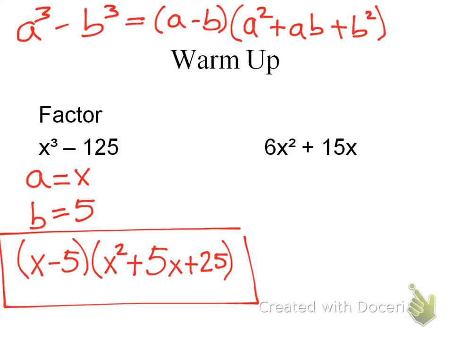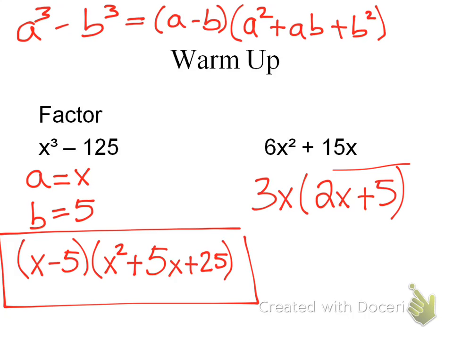All right, how are we going to factor the second one? We didn't look at a lot like this yesterday, but it is something you already know. Can you take a 6 out? You can't take a 6 out. What can we take out? A 3, good. We can also take out an x, good. So that would leave us with 2x plus 5. And that's all you can do with that one. What are your questions on our warm-up today?